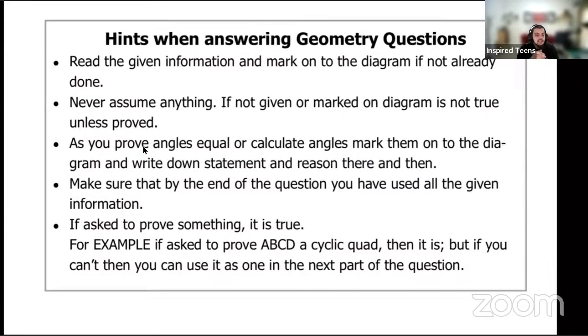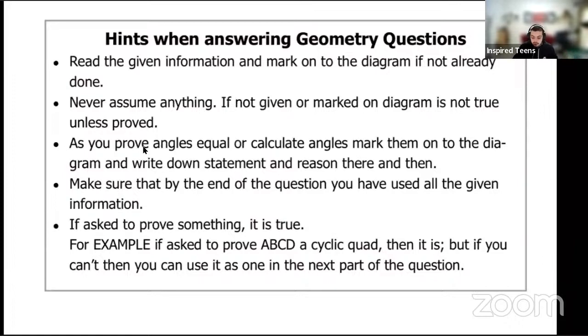Number one, read the given information and mark onto the diagram if not already done. If this sounds like grade 2 to you, then well, tough luck. You have to do it even so. This is really important. I always preach this. Read the given information. That's number one. If you're not reading the given information, that's very upsetting. Not reading the given information is just silly.